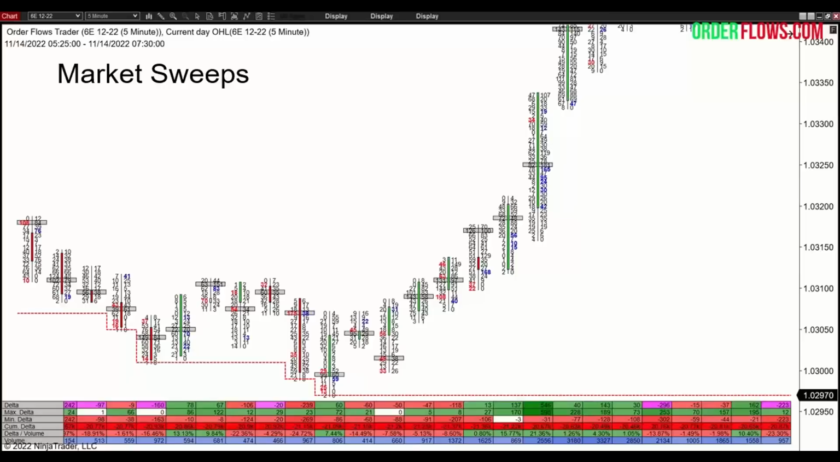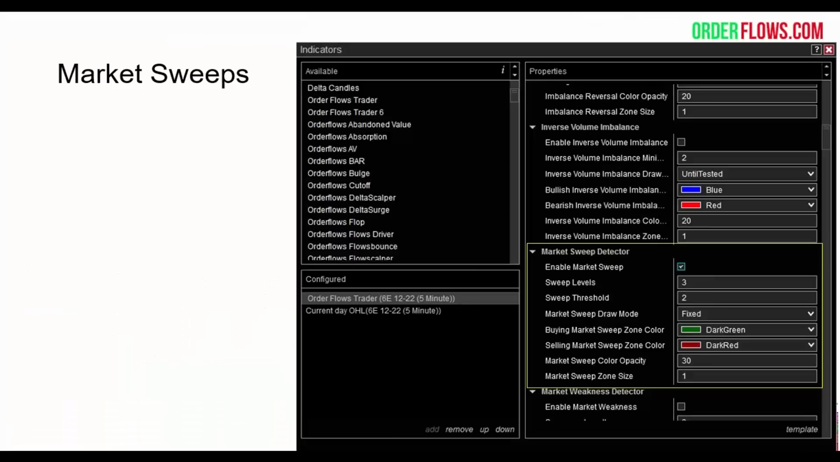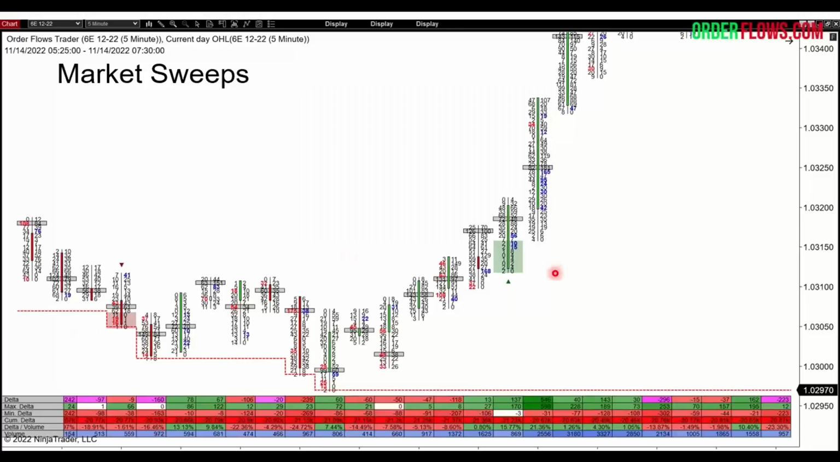So this is a Euro currency, a 5-minute chart. And you can see, market was coming into these lows, and then the market sort of went parabolic there. Well, wouldn't you like to know some information that there's some market sweep that went through the market? Well, if you have software like my Orderflows Trader, we have this function on here called Market Sweep Detector. You just click it to enable it on your chart, and it will highlight to you here that there's sweeping activity taking place in the market right before it shot up.